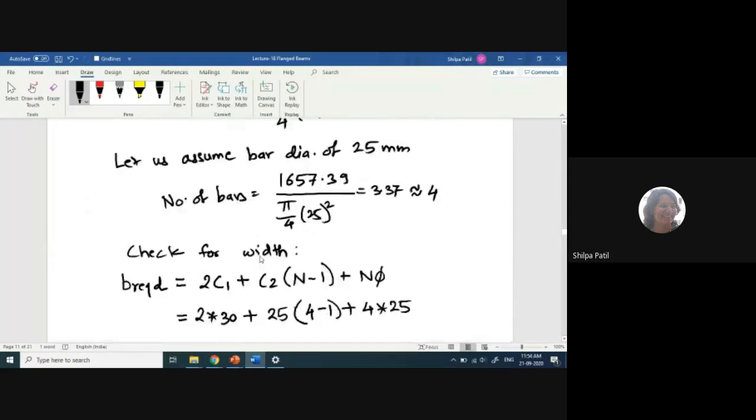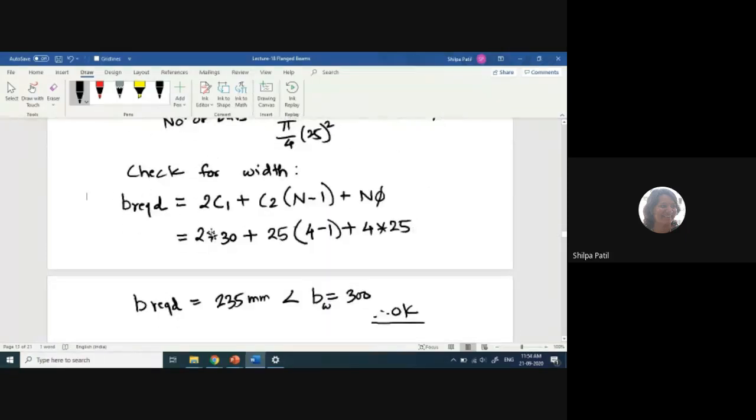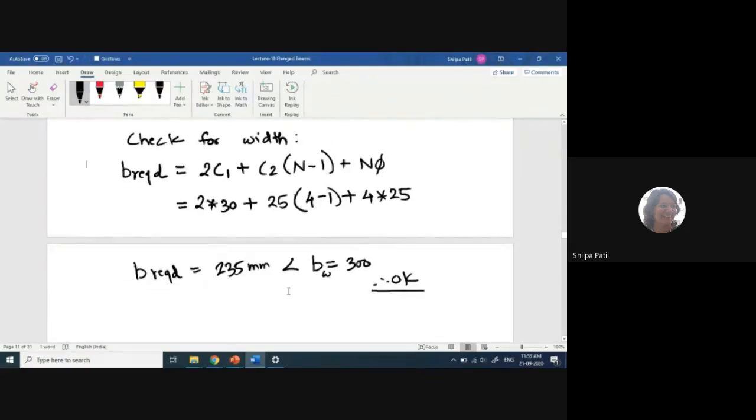Okay, so if we have used the 20 mm bar diameter, the number of bars will be 6. So this is 30 into 2 plus 25 into (6 minus 1) plus 6 into 20. The value is coming around 305, which will exceed your BW. So the check for width will not be satisfied. In that case, normally we increase the bar diameter to get our check satisfied. Is it clear to everybody?